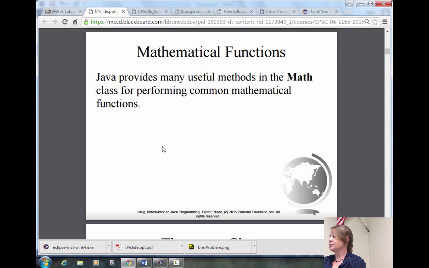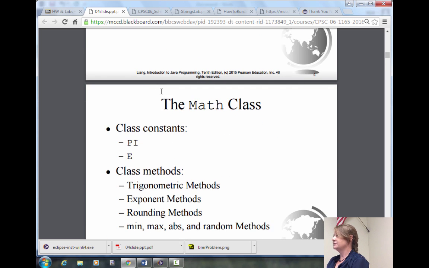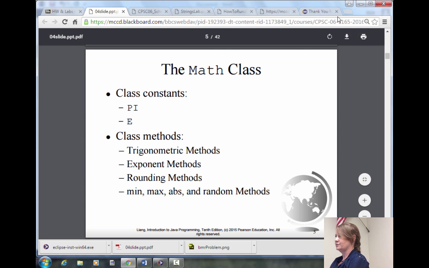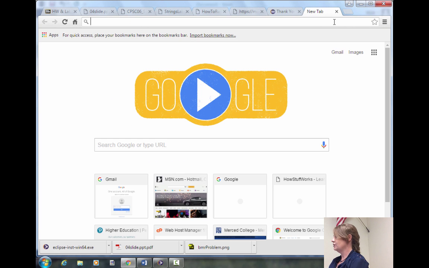So of course, like any other programming language, Java provides many useful methods for us to do some common mathematical functions. And they include these in what's called the Math class. So we're learning Java, and we learned that capital letters mean something. A capital letter in Java means a class name. So when we see the Math class, we know that's a class that contains lots of useful functions we can use. Okay? In Java, they're called methods.